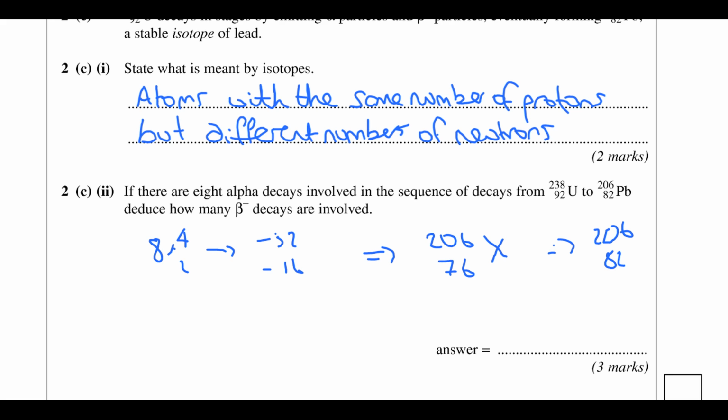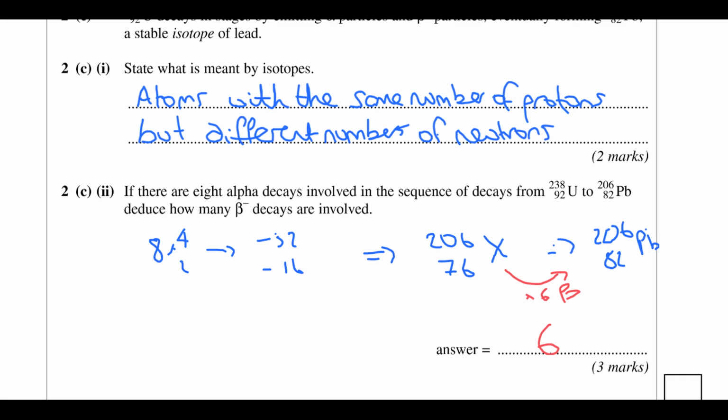After all the alpha decays, we need to then go to 206, 82, so you want to keep the nucleon number the same but increase the proton number, which is why beta minus decay is used. Beta minus increases the proton number by 1, so we're going to need 6 beta decays there, so that's going to be 6.